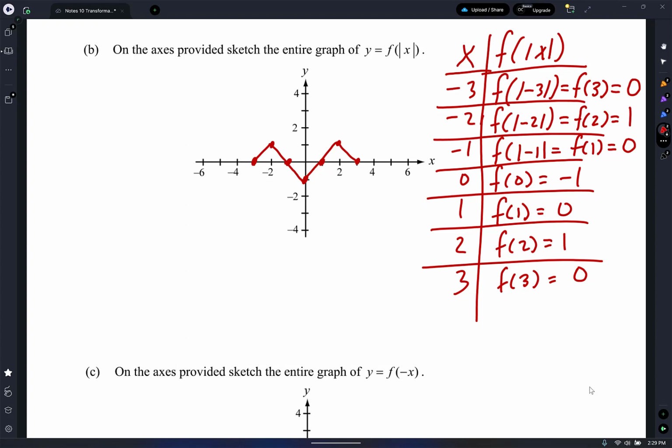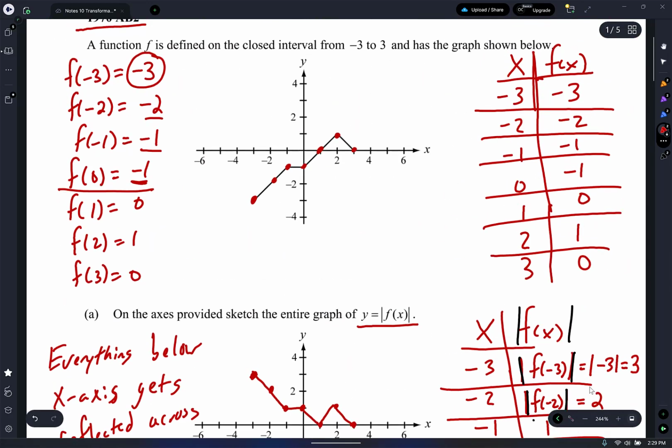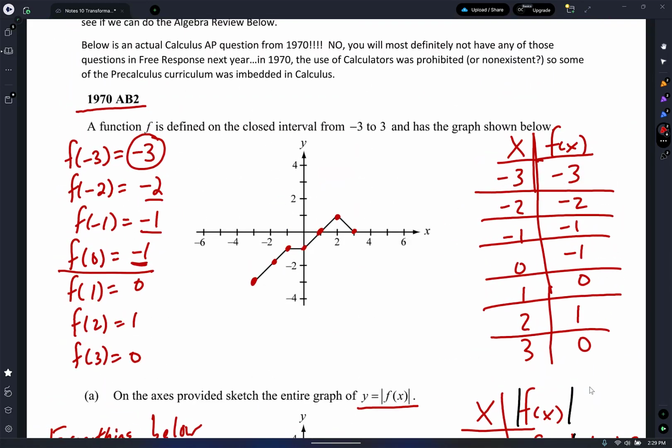Okay, tell me again. How do you end up with 0 when x is... F of 3. I'm always referencing my original. Yeah, this is the original. These are the outputs and inputs. I'm always referencing this. See? I'm referencing this over and over again.